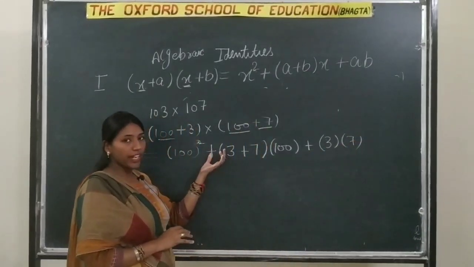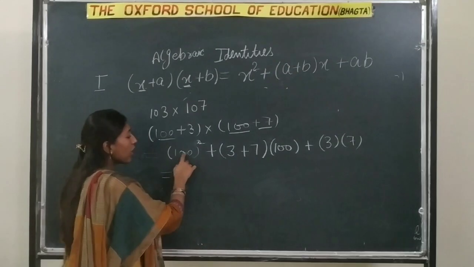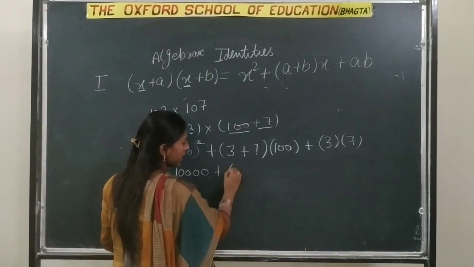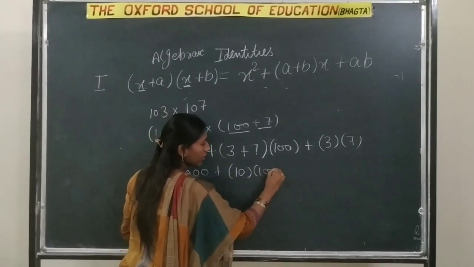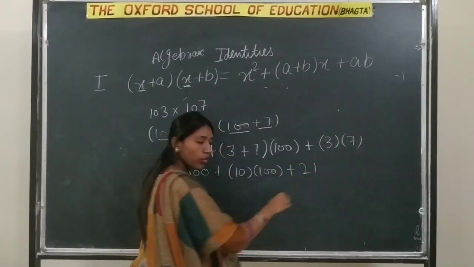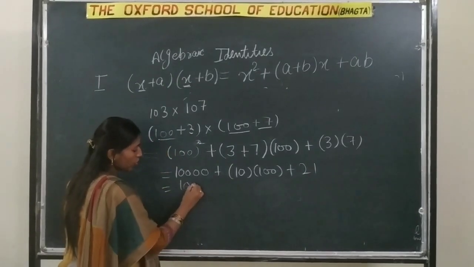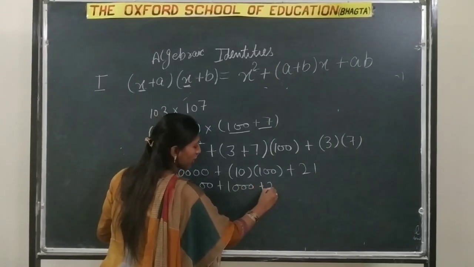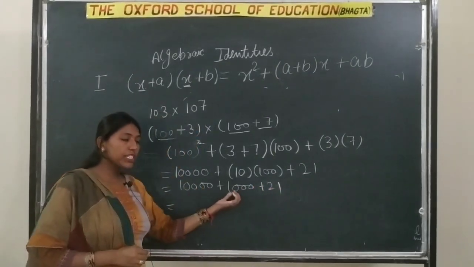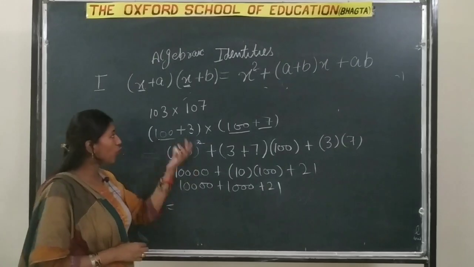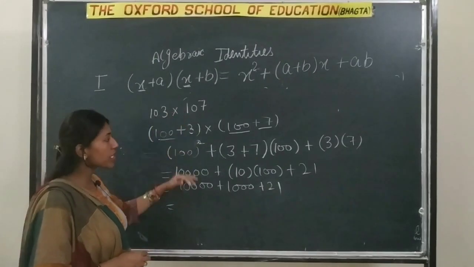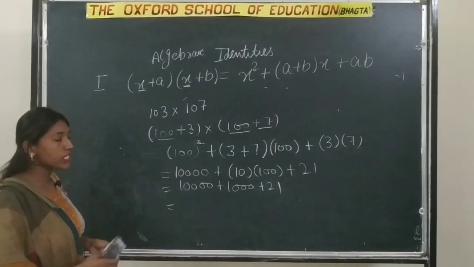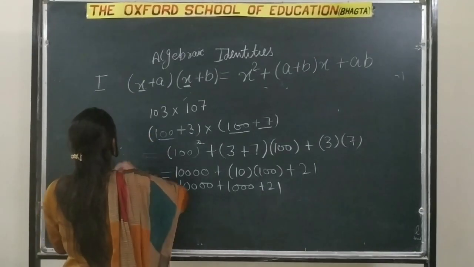So I applied the identity here. So here 100 square, plus 7 plus 3 is 10 into 100, plus 3 into 7 is 21. So 100 square plus multiply these two terms plus 21. So by adding these three terms you will get the answer of this multiplication using the appropriate identity. Okay, now we will do the second identity which you know very well.